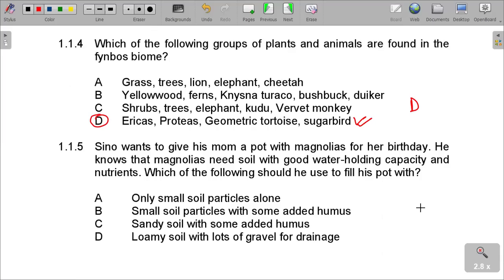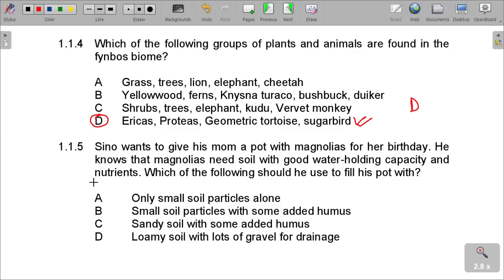Number 5. Sino wants to give his mom a pot with mangoes for a birthday. He knows that the mangoes need soil with good water holding capacity and nutrients. Which of the following should he use to fill his pot with? So the condition here is that the mangoes need soil with good water holding capacity and nutrients.